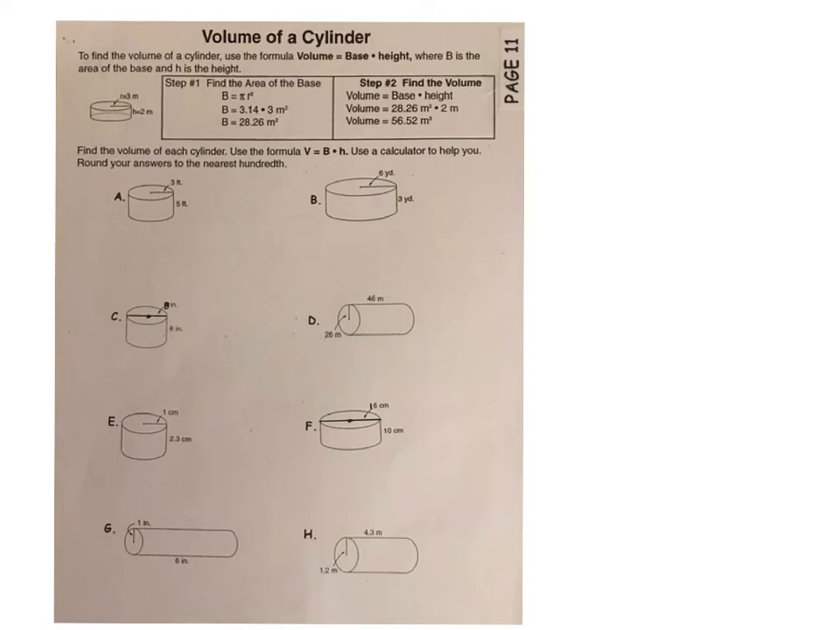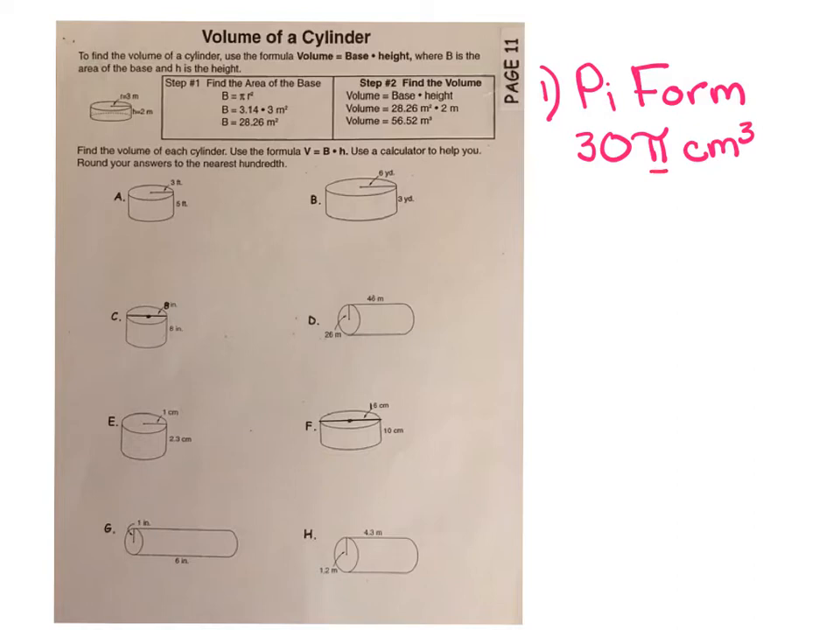Welcome to page 11 of your volume packet. When calculating volume, we can be asked to give our answers in several different forms. You may be asked to give your answer in pi form. This is where we never use a value for pi. We actually leave the pi symbol embedded in the answer. So you may be asked to calculate the volume in pi form.